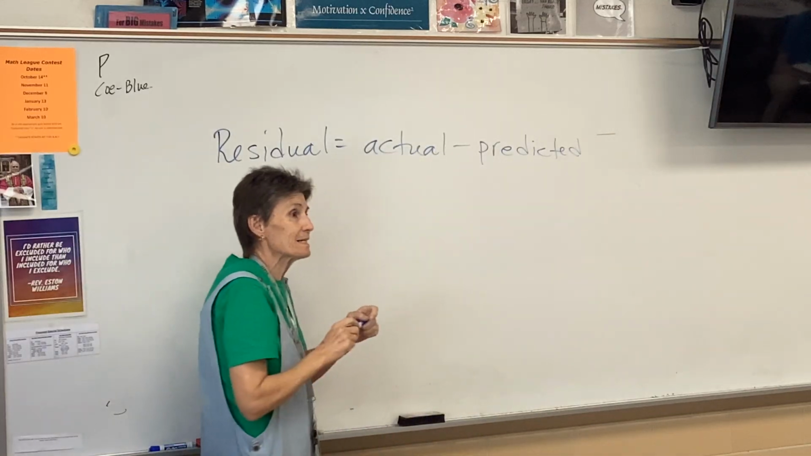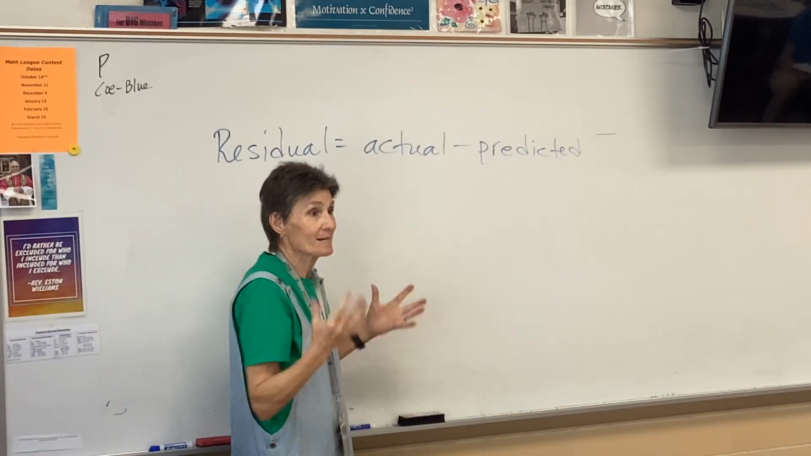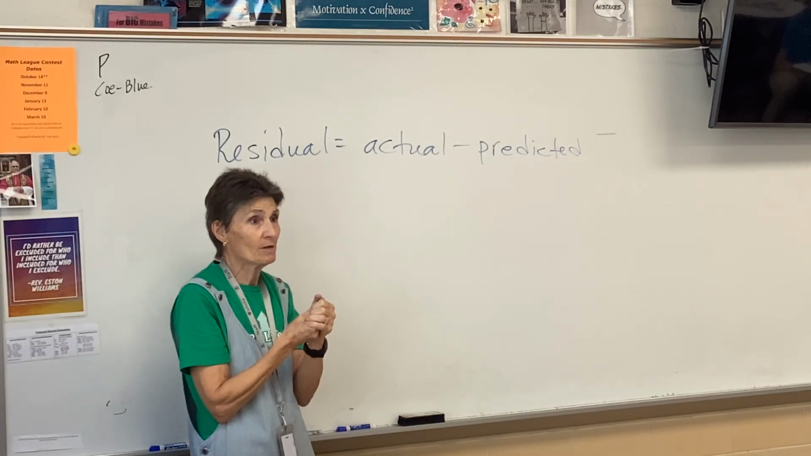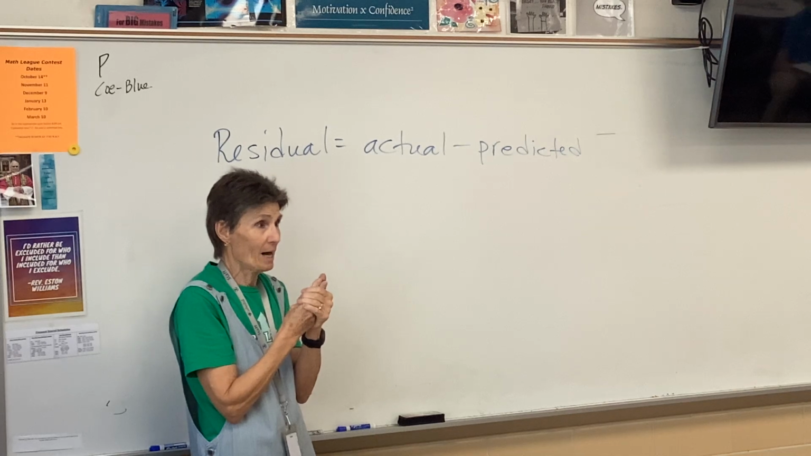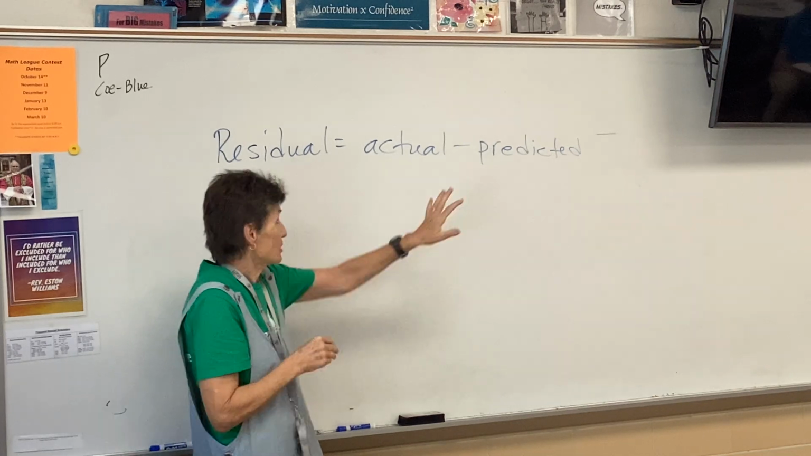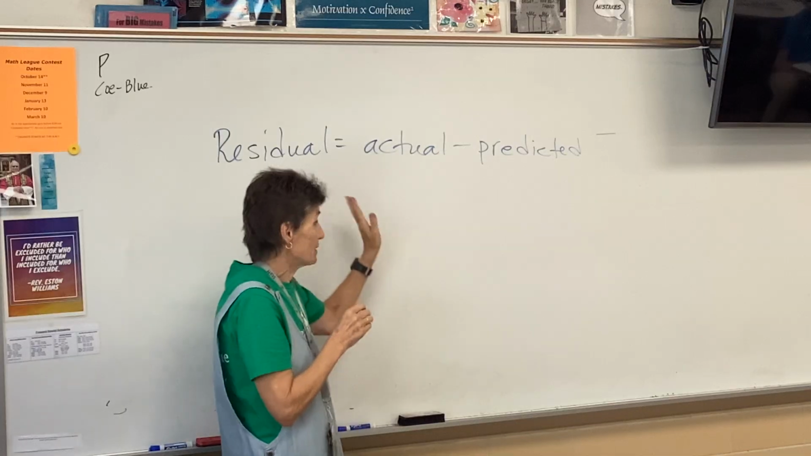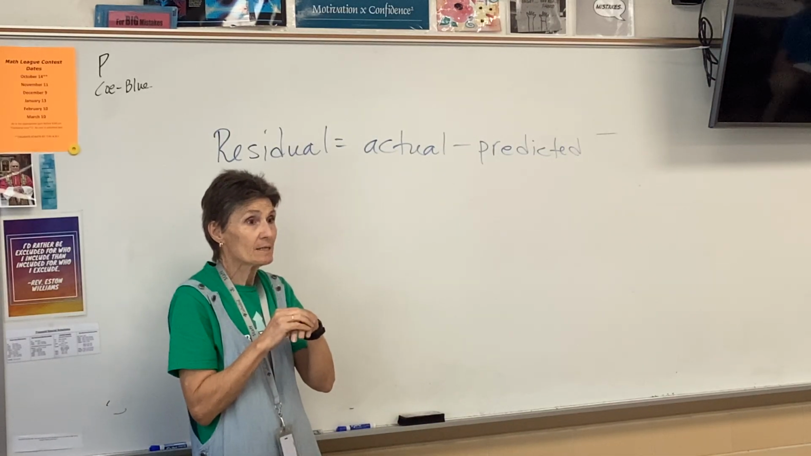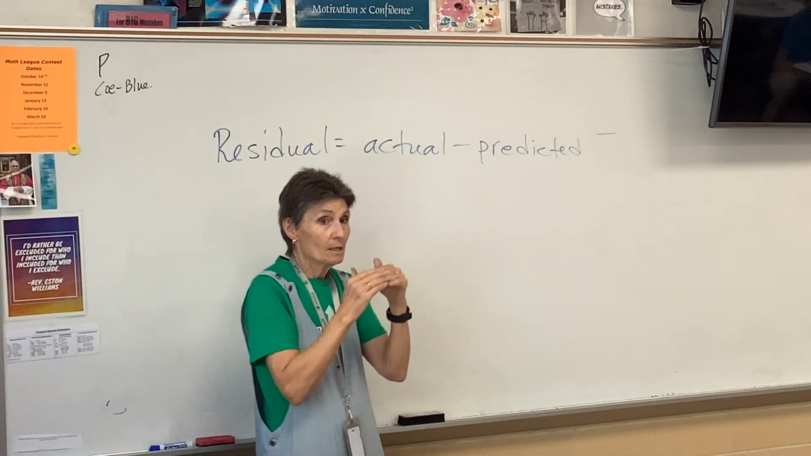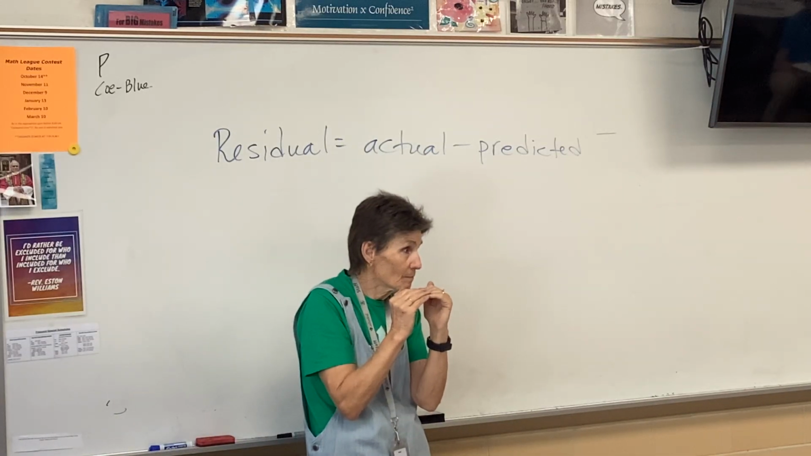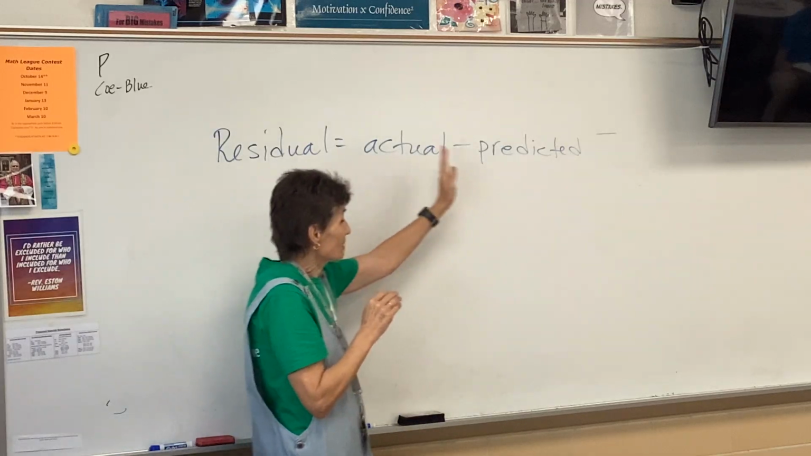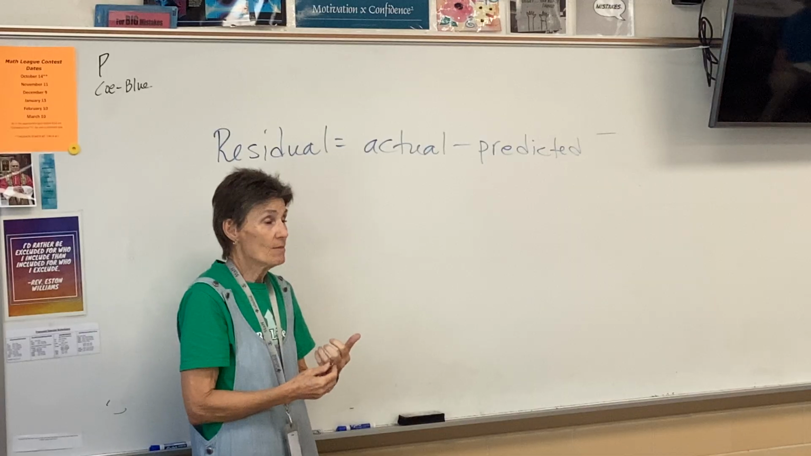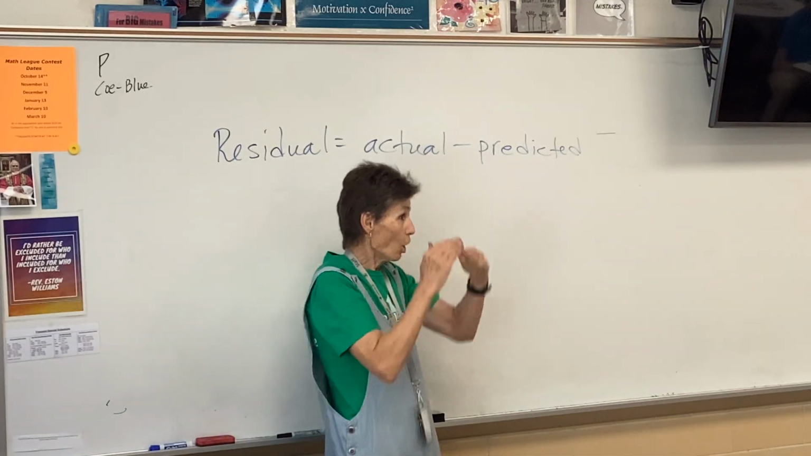So if the residual is a positive number, if I do this subtraction and I get a positive number, what does that tell me about my model? This is your model, your prediction. If this gives me a positive answer, then that means my model underestimated. If I do this subtraction and I get a negative number, then that means my model overestimated.